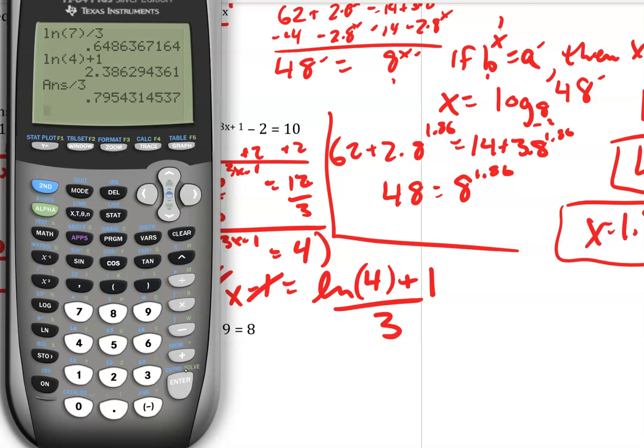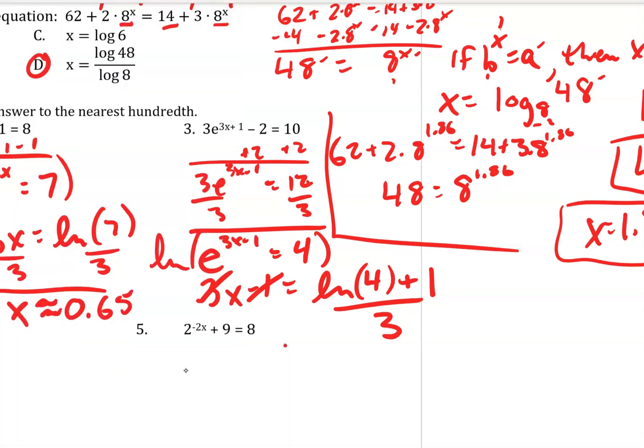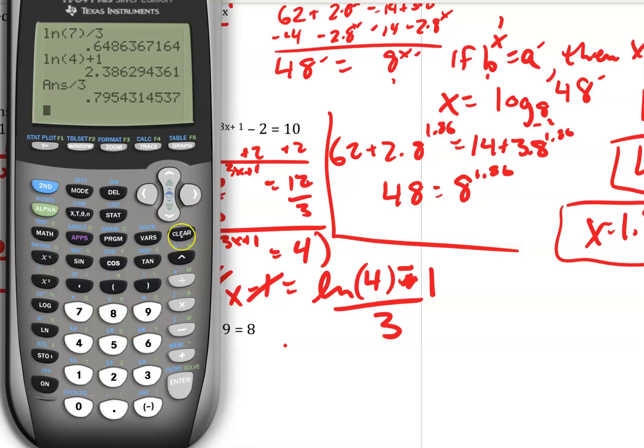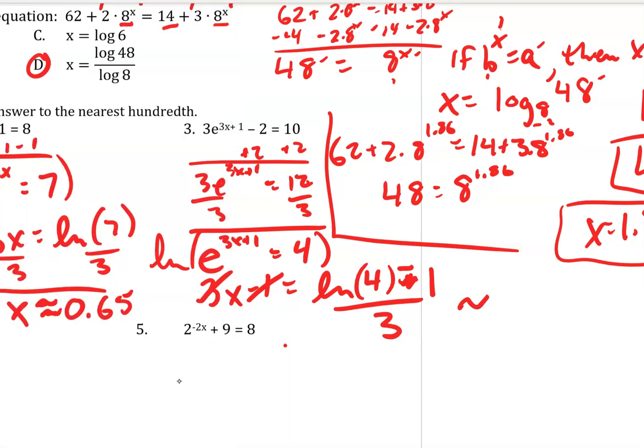Oh, I made an error. This is 3x minus 1. Let me fix that. Clear. ln of 4 minus 1. 3.386, and then we're going to divide that by 3. 0.128, or approximately 0.13.